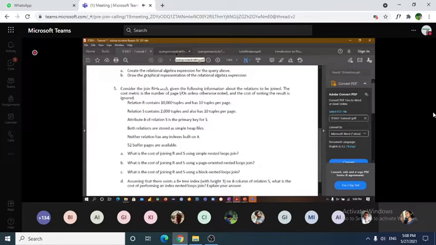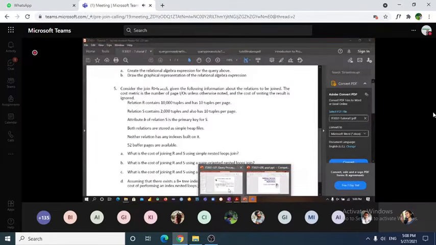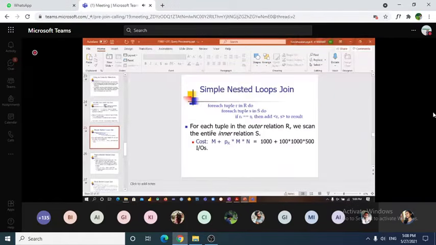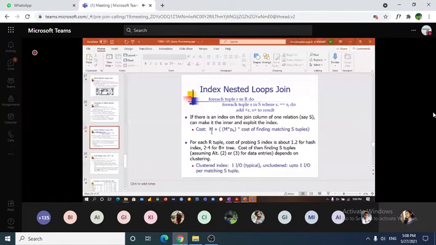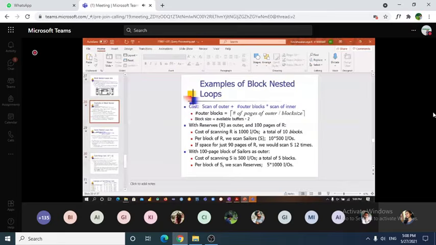So before we go for the sort merge join, I have to teach you another algorithm, that is the external merge sort algorithm. From that only we are going to do the sort merge join. Okay, so I will show that with an example.